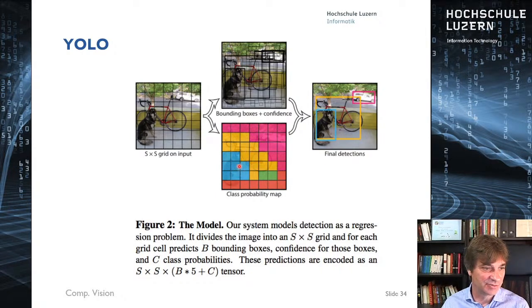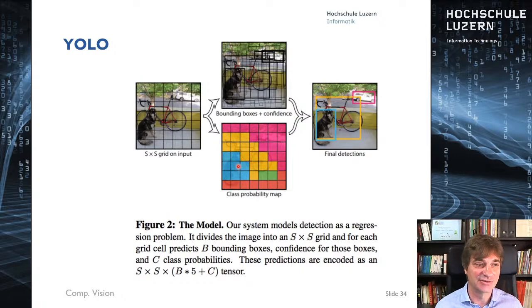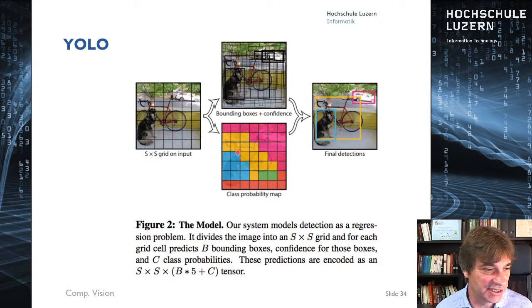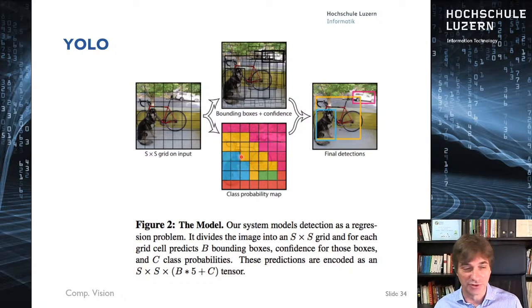So here it will be mostly dog. If there is some overlapping region here, there could also be some probability for dog or some probability for bicycle, because they could both occur in the same cell here.